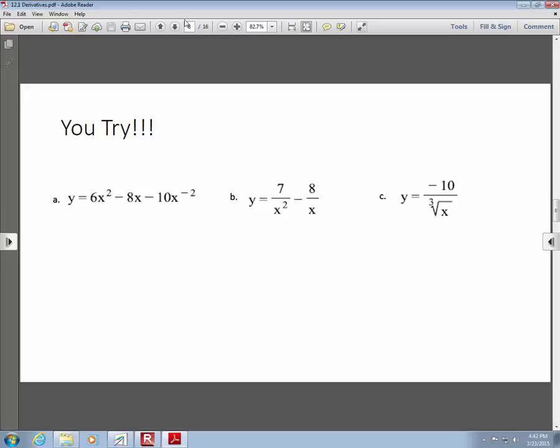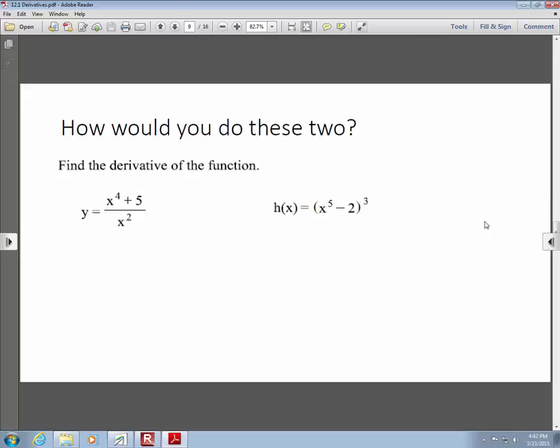So let's go on to the next slide. Okay. So the question is, how would you do these two? Find the derivative of the function. Okay.